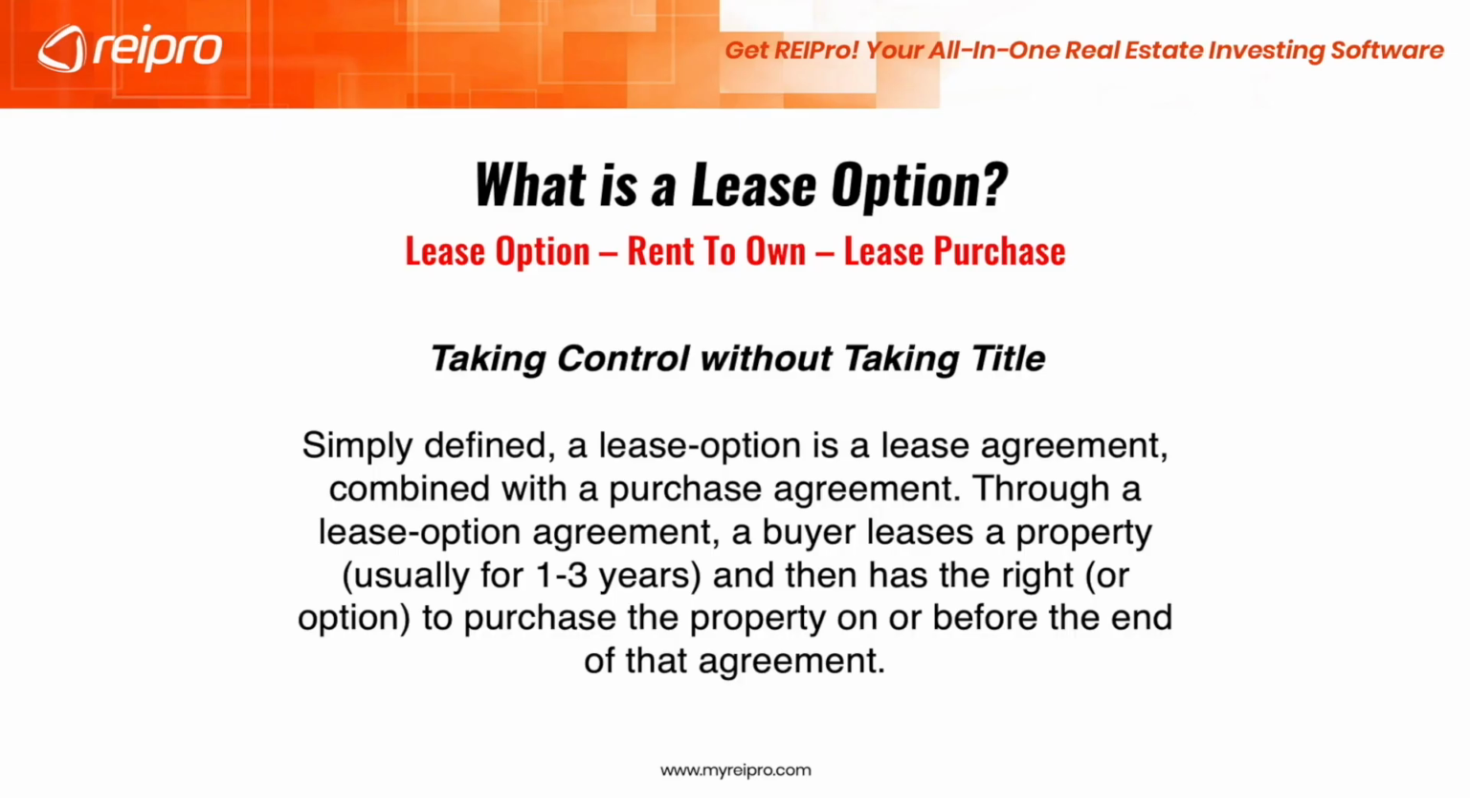All right, so what is a lease option? No matter if I say lease option, rent to own, or lease purchase, they're essentially the exact same thing. So we're taking control without taking title. Simply defined, a lease option is a lease agreement combined with a purchase agreement. Through a lease option agreement, a buyer leases the property, usually 1 to 3 years, and then has the right or option to purchase the property on or before the end of that agreement.